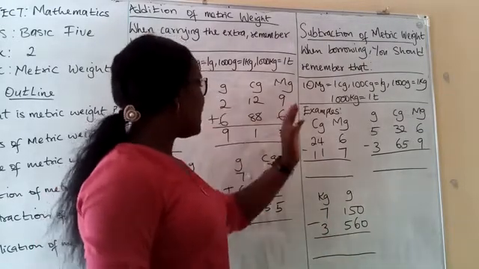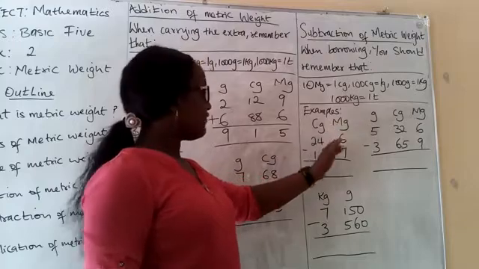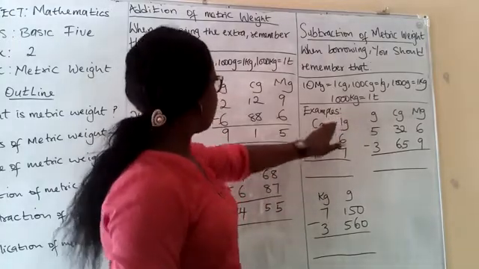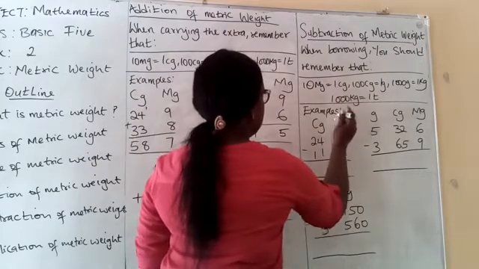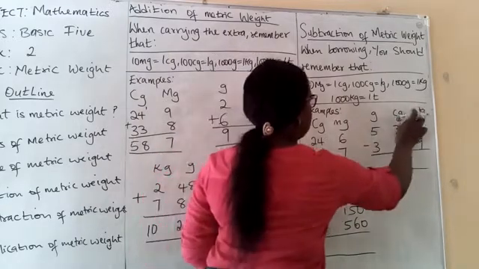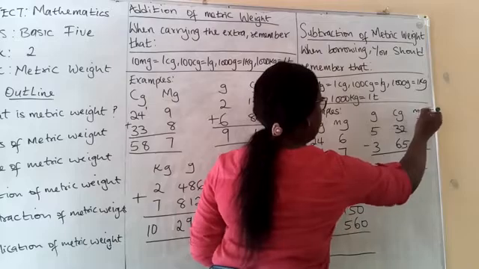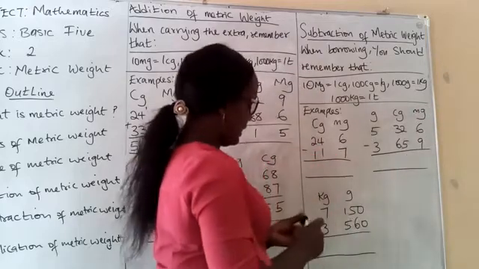Here we have centigram and milligram. Sorry, for milligram, this is a small m. Hope you know. For this, the m in milligram is always a small m.